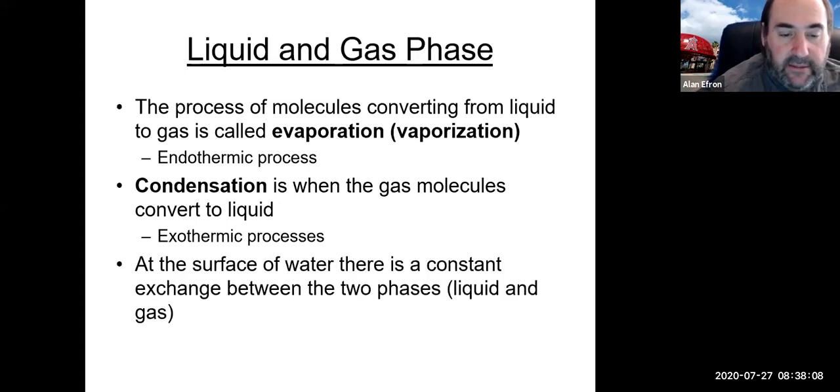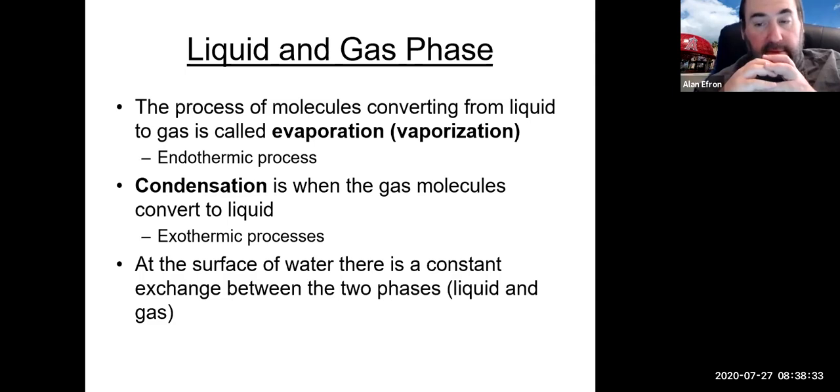And obviously, as we escape, these are the processes of evaporation, right? As we go from liquid to gas, that's evaporation, or sometimes called vaporization. And as I mentioned, that's an endothermic process, so heat and energy need to be put in. As everybody gains that heat and energy, they gain enough energy to completely break apart from each other and enter the gas phase.